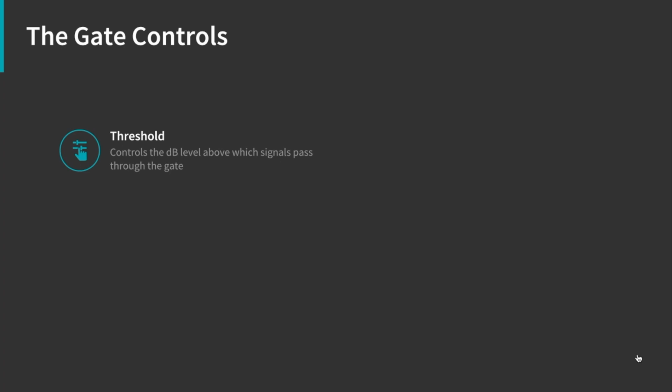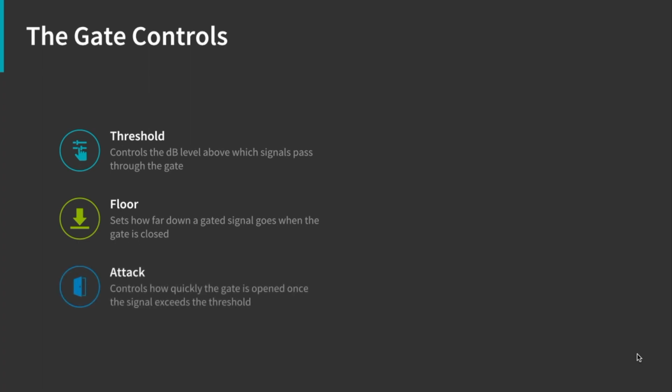The second one is the floor. The floor sets how far a gated signal goes down when it's closed. If you have the floor set as low as it goes, then the signal will be muted. And if you set it to, say, 12 dB or so, it will be reduced by 12 decibels. The attack is the third one, and it controls how quickly the gate opens once the signal exceeds the threshold.